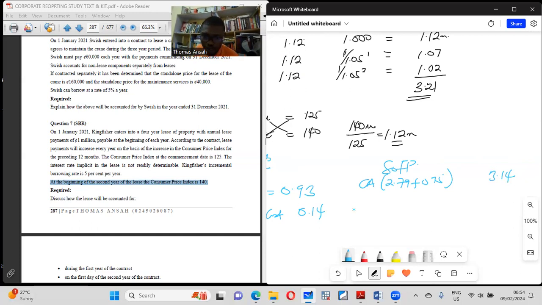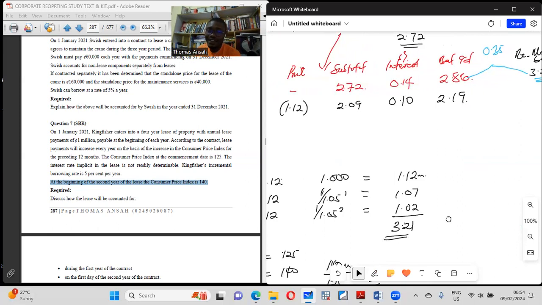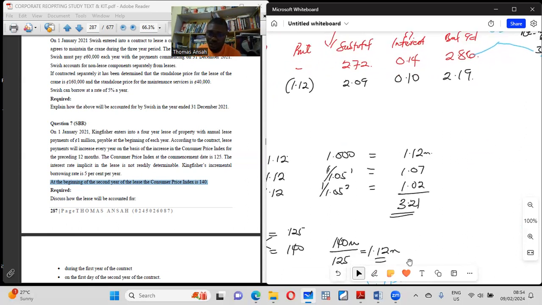Then we come to our NCL. What is our NCL? We pick the one in the second year, that is 2.19. Oh no, this is advance. In advance we pick the subtotal, 2.09. Then the difference of that and what we have. So what was that?